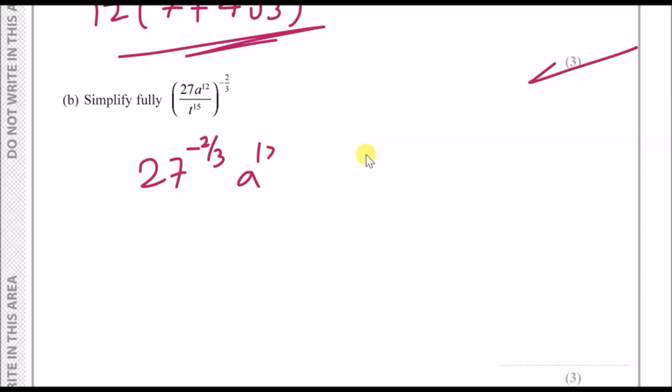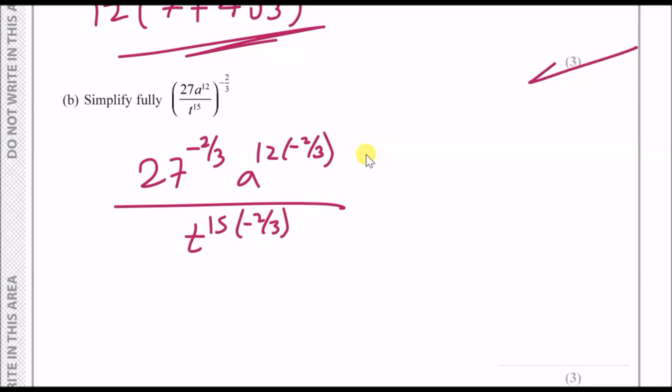A to the 12 will get a minus 2/3. Because they're on the same line, you just stick them on like that. So they're multiplying at the stage. And then t to the power 15 would also get it. Now, all of this is just calculator work. So 27 to the power of minus 2/3 is 1/9. Now for the next part, it's just going to be 12 times minus 2/3. That's going to give us minus 8 as a power. And for the t term, 15 times minus 2/3 is just minus 10.